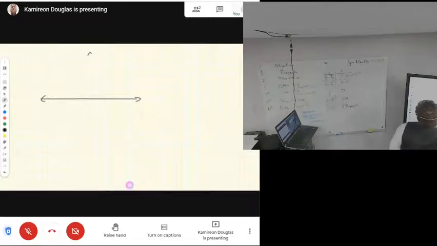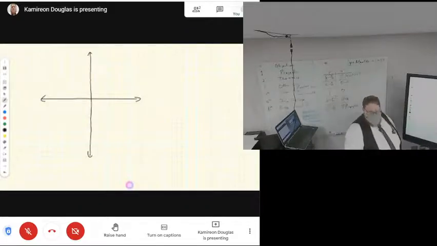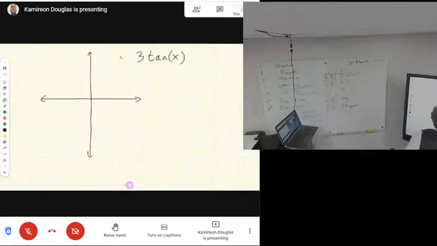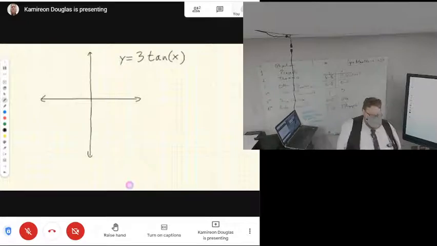Now, unlike with sine and cosine, which we primarily focus to the right of the origin, tangent is nicely focused in the center. So I'll graph it a lot more like algebra did. All right, here's my equation. 3 tangent of x. All right. Let's do it.